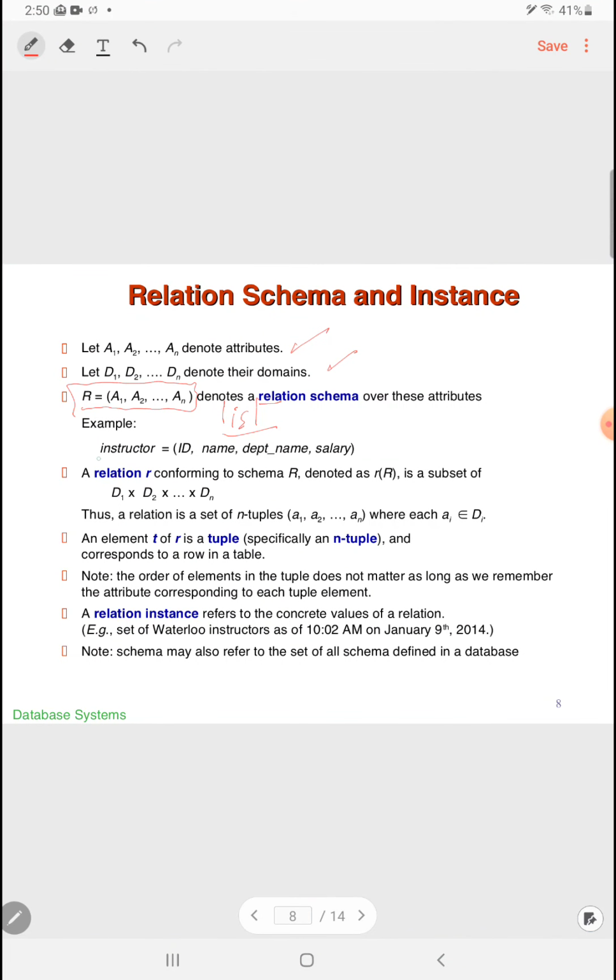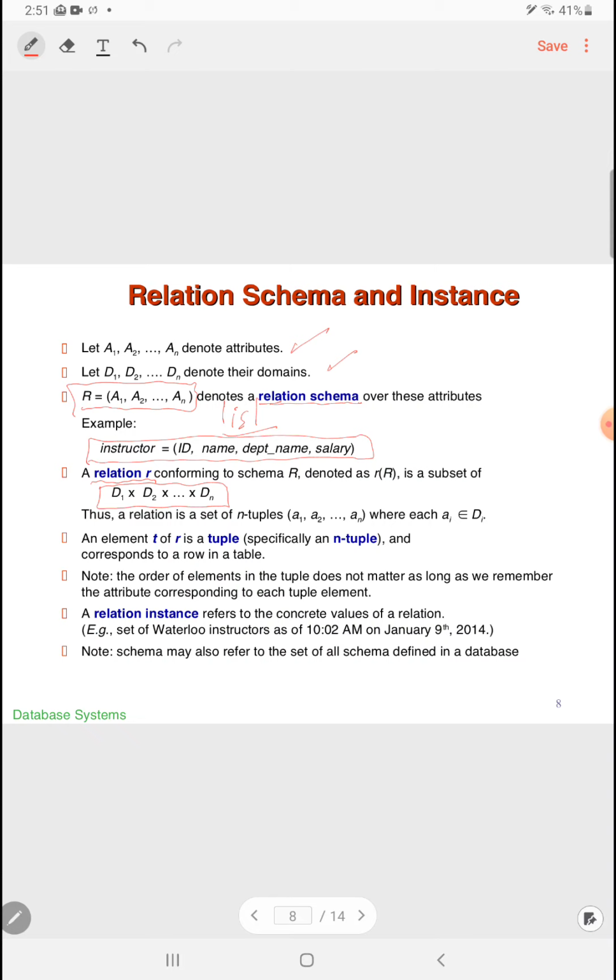So here's a relational schema and an example, and this comes from the text. An instructor has an ID, a name, a department name, and a salary. Now, that's the relation schema. The relation R, conforming to that schema, is any subset of the cross product of the domains.